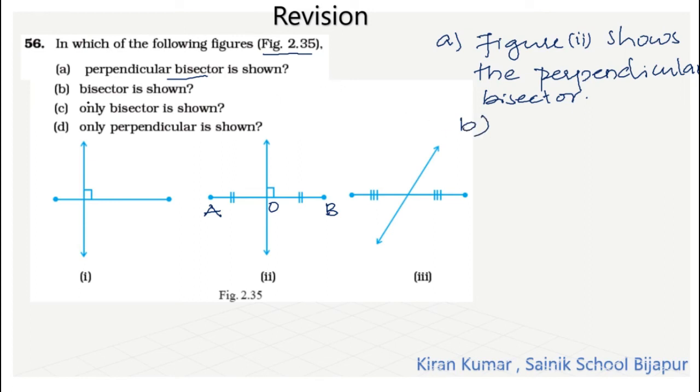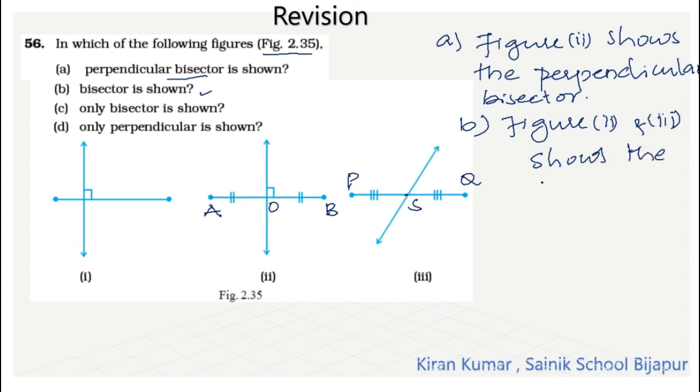Second one is bisector is shown. There are two figures here where the bisectors are shown. If I name this as PQ and this point as S, PS will be equal to SQ, AO equal to OB. So in these two figures we have got bisectors. So figure 2 and 3 shows the bisector.